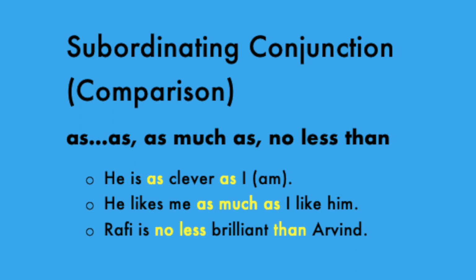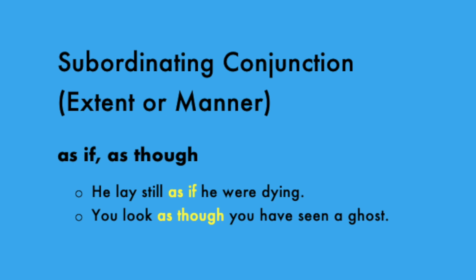Okay, comparison. He is as clever as I. "As" shows comparison. He likes me as much as I like him. "As much" shows comparison. Rafi is no less brilliant than Arvind. "No less than" shows comparison. Finally, extent or manner. As if or as though. He lay still as if he were dying. You look as though you have seen a ghost. "As if" and "as though" show manner. So, here we don't have any more explanation for subordinating conjunctions because all rules are included in the examples.